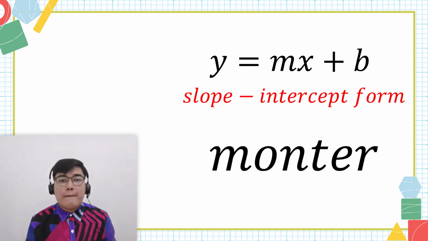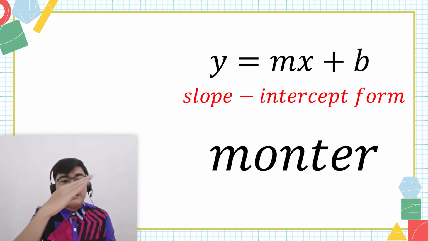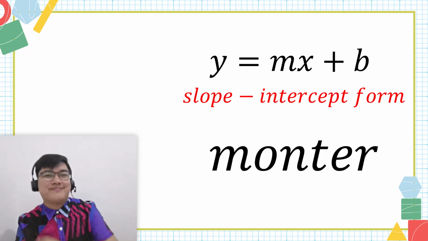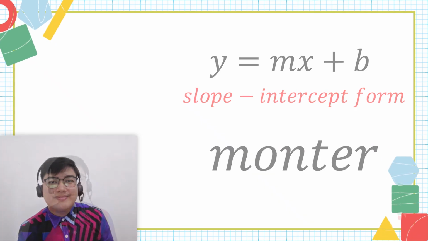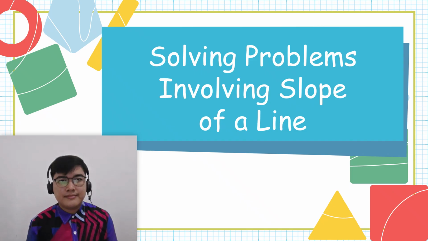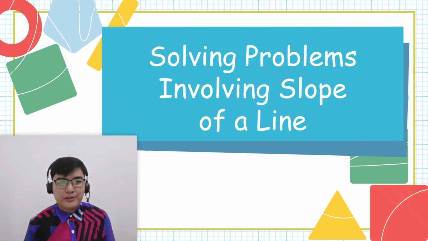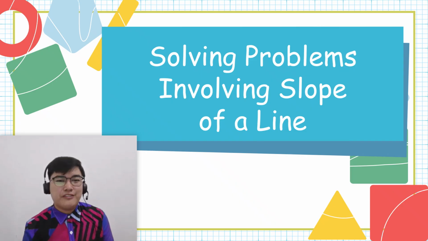You know what? Most historians believe it comes from the French word monter, which means to climb or to go up. Even though we aren't 100% sure, it's a great way to remember that slope measures how much a line climbs. I told you something about the slope because today we are going to solve problems involving the slope of a line.